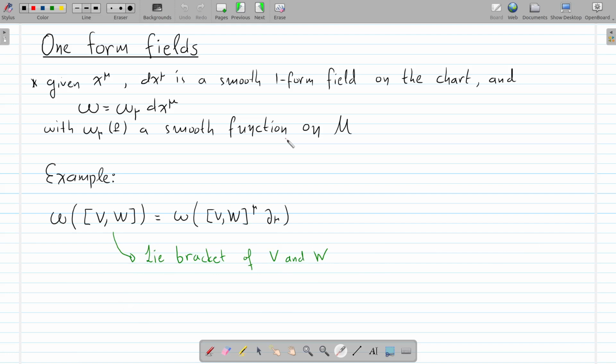As a specific example of how a one-form field acts on vector fields, let's take something that is defined only for vector fields, like the Lie bracket of two vector fields V and W. This is a vector field, and the action of omega on it will be equal to the action on this vector field here, which is a linear combination with respect to the coordinate basis d_mu, given by the components of the Lie bracket in that coordinate system.